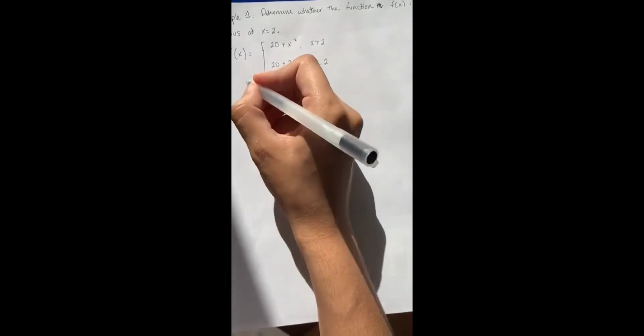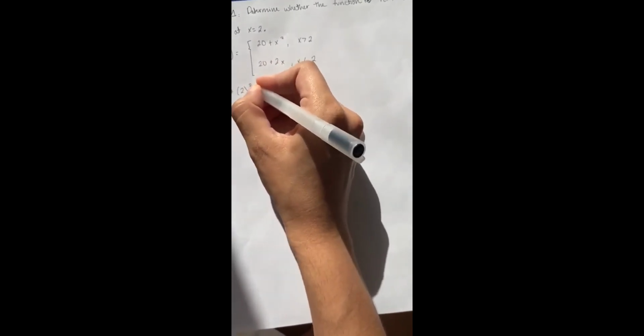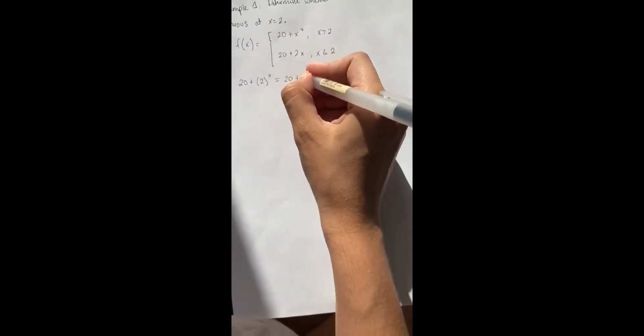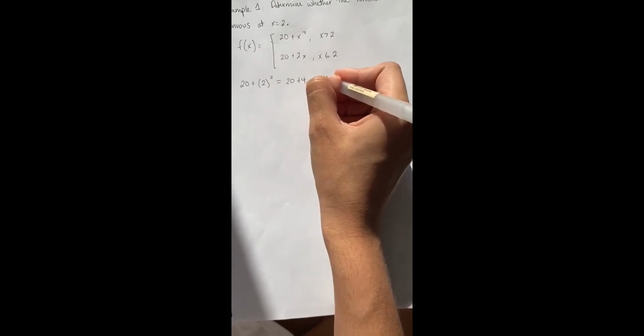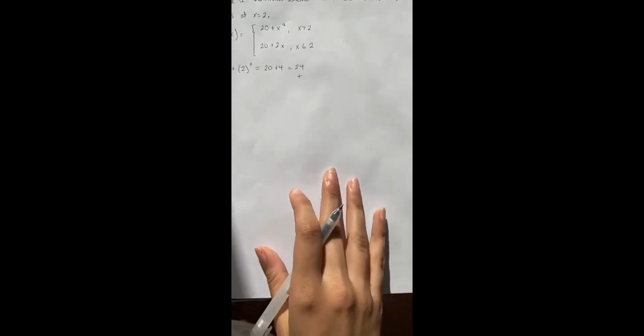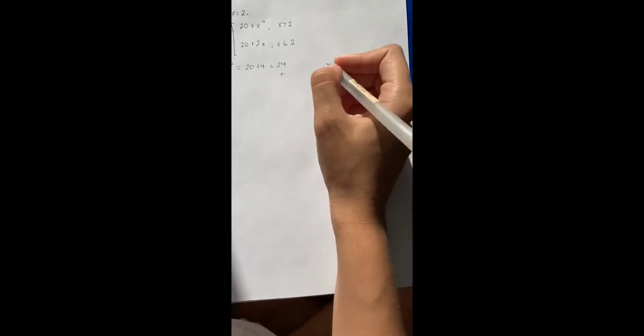When we plug in 2 into this function, let's see what we get. Anywhere there's an x, I'm just going to input a 2. So 20 plus 2 squared, right? If you simplify that, you get 20 plus 4, which is 24. So we see that from the right-hand side, and I'm going to put a little plus because that's from the right-hand side, it's approaching 24.